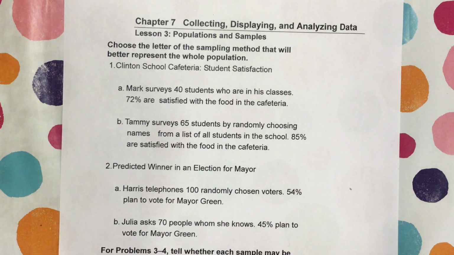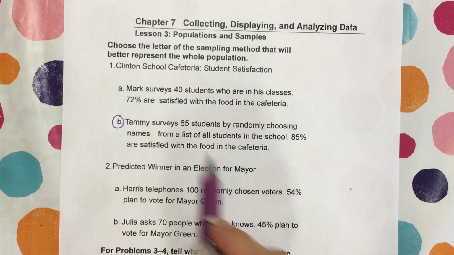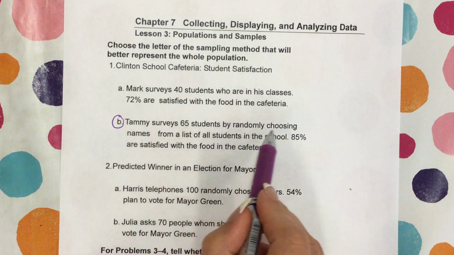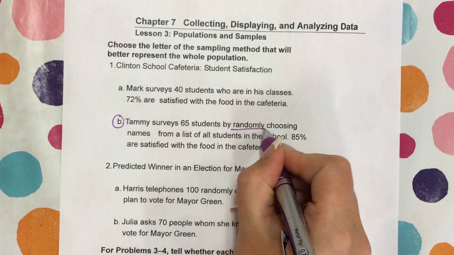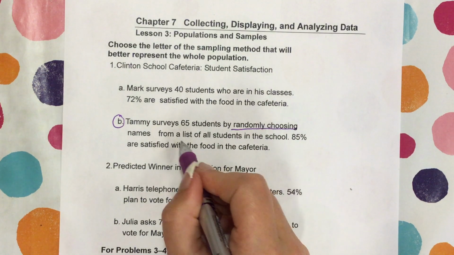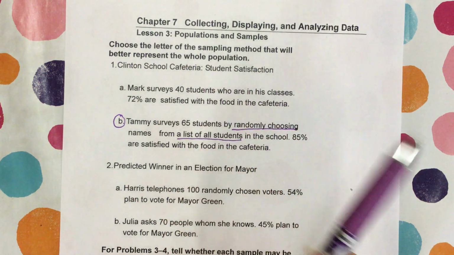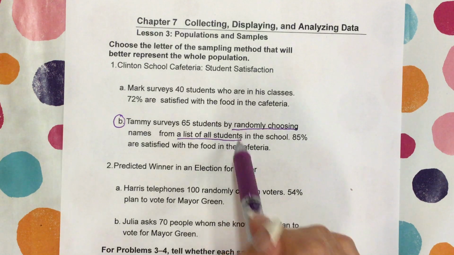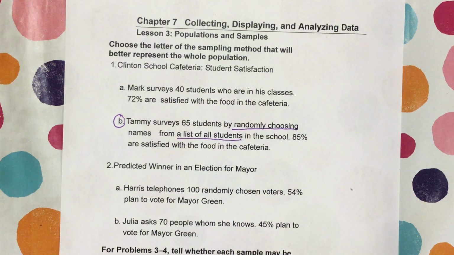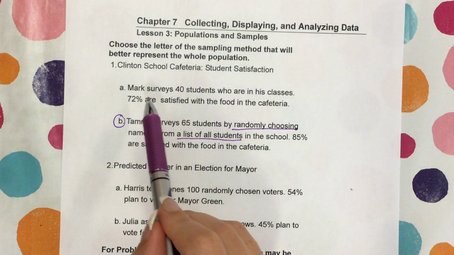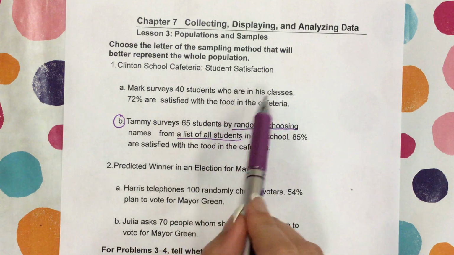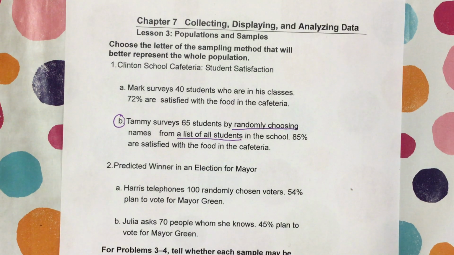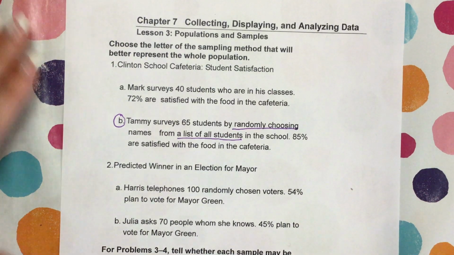And if you chose B, you would be correct. Tammy surveys 65 students by randomly choosing names from a list of all students. So we have a random selection process, and it's a list of all the students that are a part of the whole entire population. So this is really the ideal circumstance for creating a survey. Whereas Mark surveyed 40 students, but they were only in his classes. So that doesn't necessarily represent the entire population of the school. Okay, let's go ahead and look at problem 2.